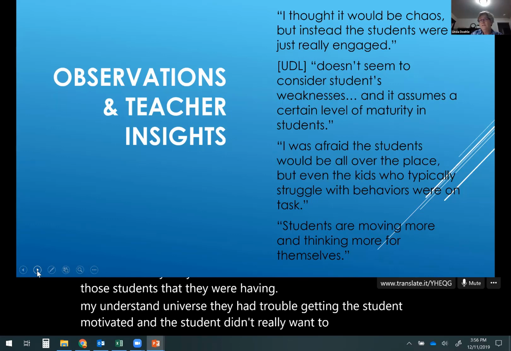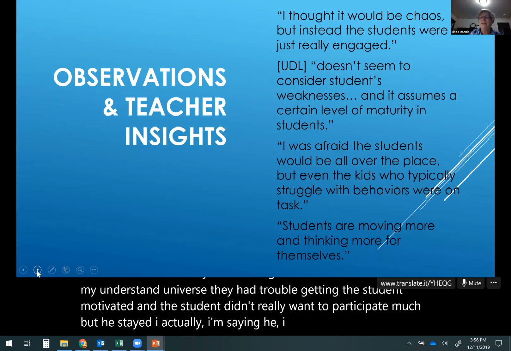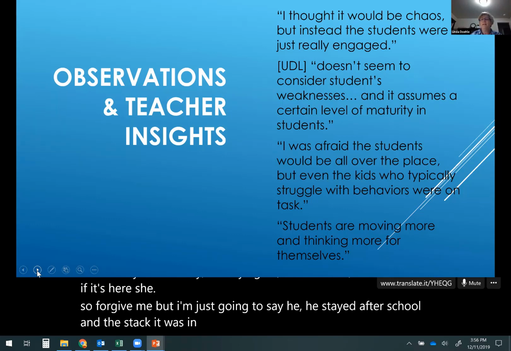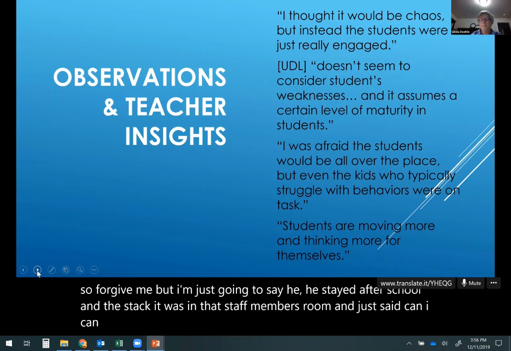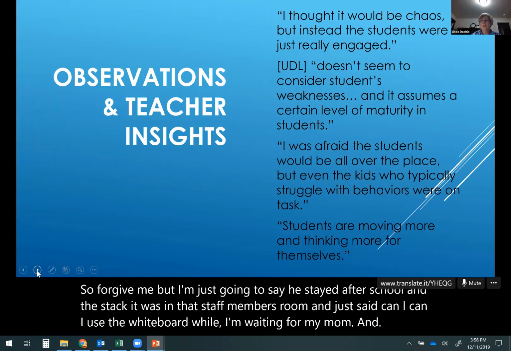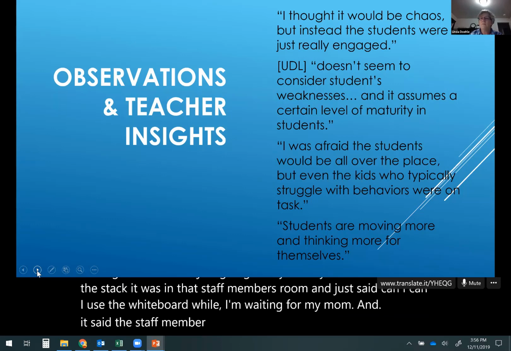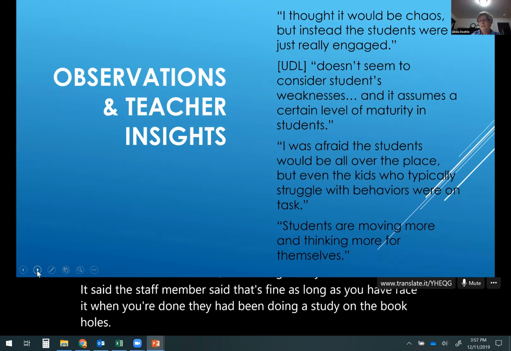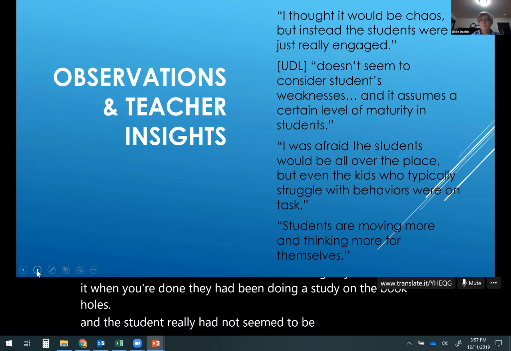He stayed, I'm saying he, I don't actually know if it's a he or she, so forgive me, but I'm just going to say he. He stayed after school, in that staff member's room, and just said, can I use the whiteboard while I'm waiting for my mom? And the staff member said, that's fine, as long as you erase it when you're done. They had been doing a study on the book Holes, and the student really had not seemed to be engaged, had not really been doing much of the work.